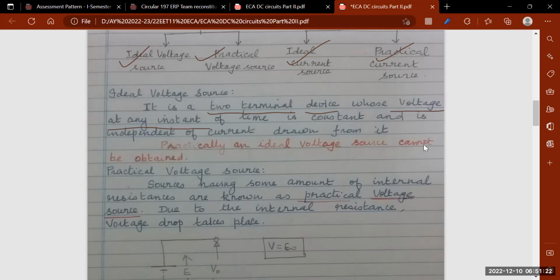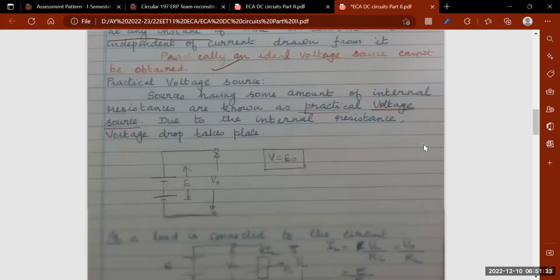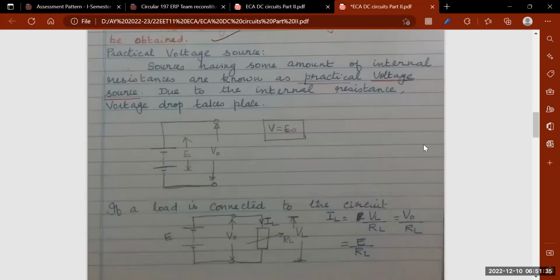But practically, an ideal voltage source cannot be obtained. So there is another voltage source called the practical voltage source. Sources having some amount of internal resistance are known as practical voltage sources. Because of this internal resistance, a voltage drop takes place.